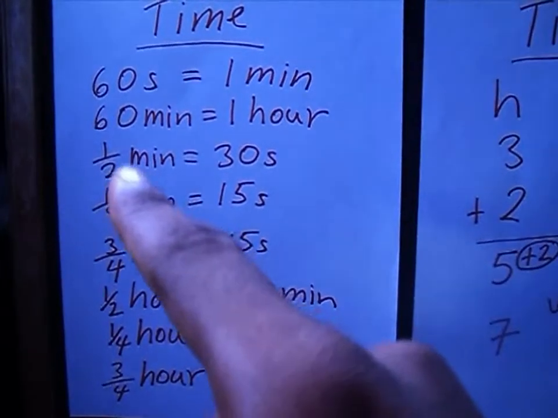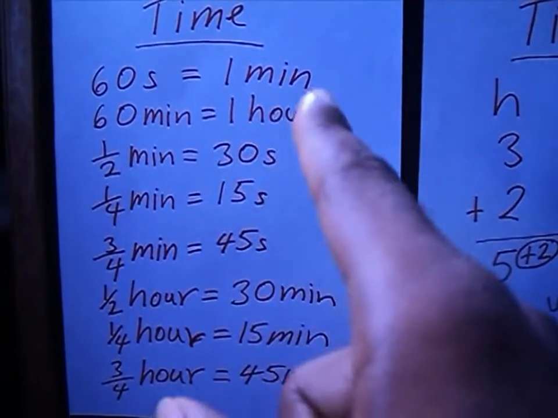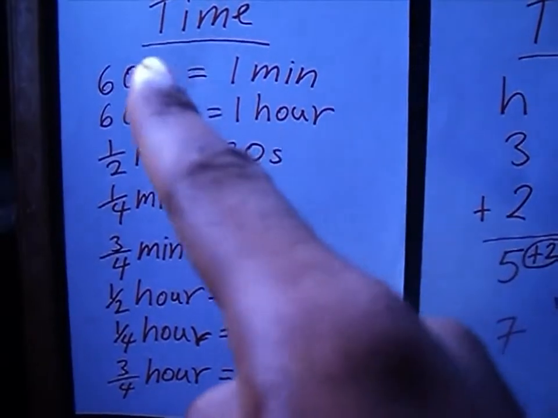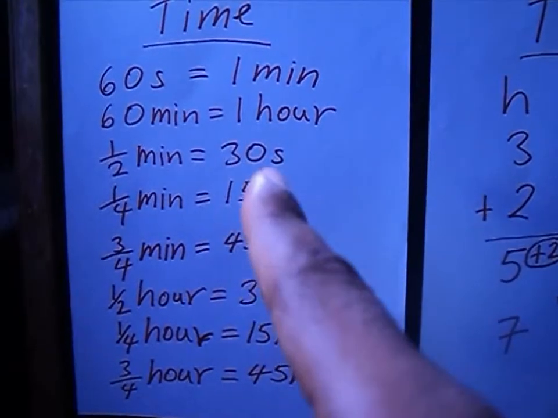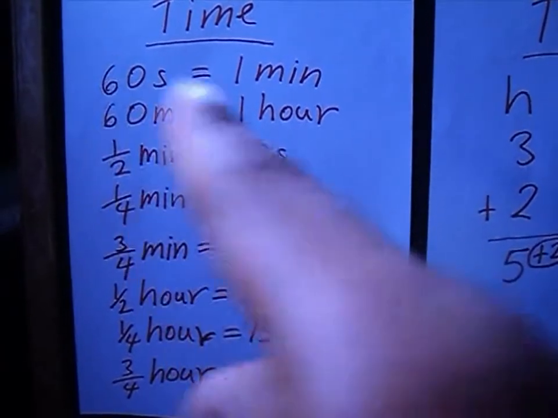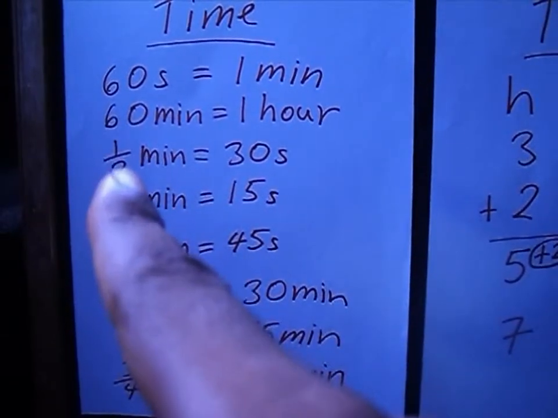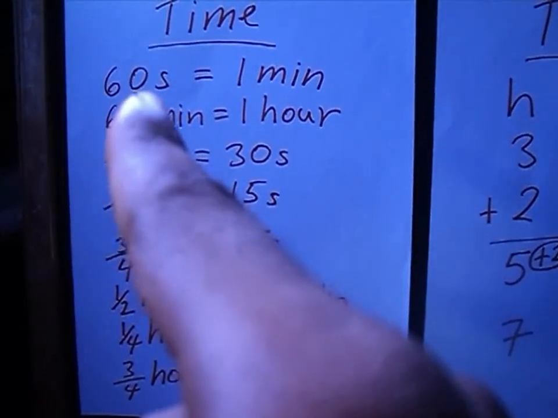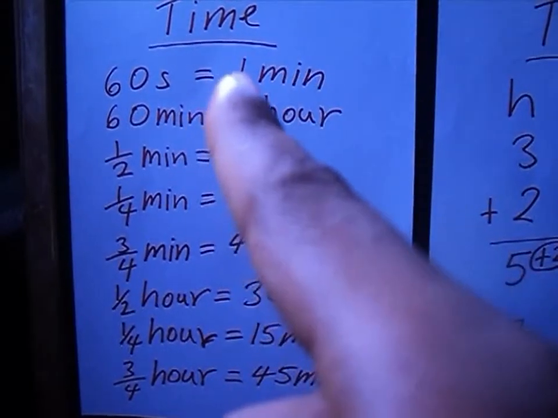And since there are 60 seconds in 1 minute, then half a minute, how many seconds do you think we have? 30. We have 30 seconds. So we have 30 seconds in half of a minute. 60 seconds in 1 minute, therefore half of the 60 seconds will give you half of a minute.